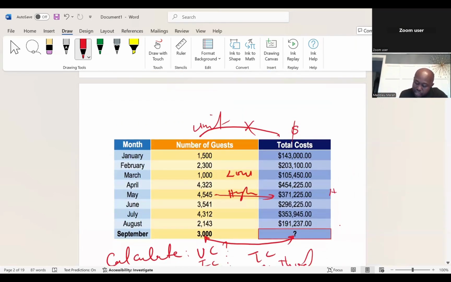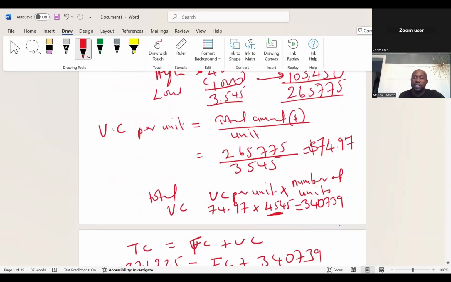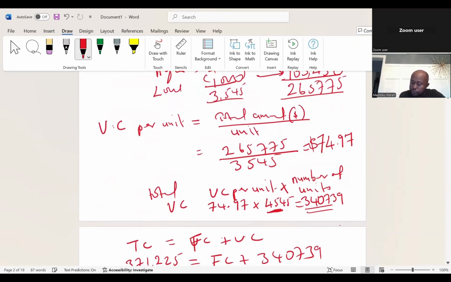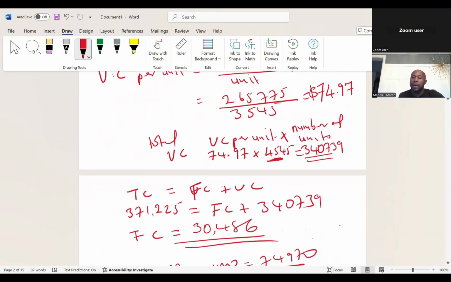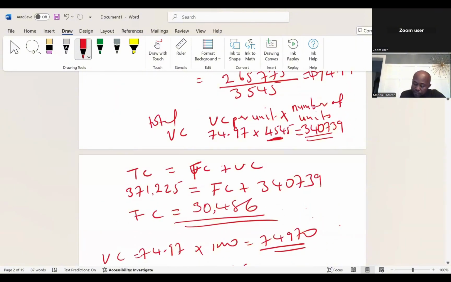Because I use the high unit, I'm going to use this cost as my total cost. If I use the low unit, I will use the low unit cost as total cost. That's why I use the high unit, 371,225, because I use the high unit to determine my variable cost in total. So this gives me the variable cost in total of 340,739. Now I need my fixed cost. So I put in my fixed cost, and I have my fixed cost now to be 3486.